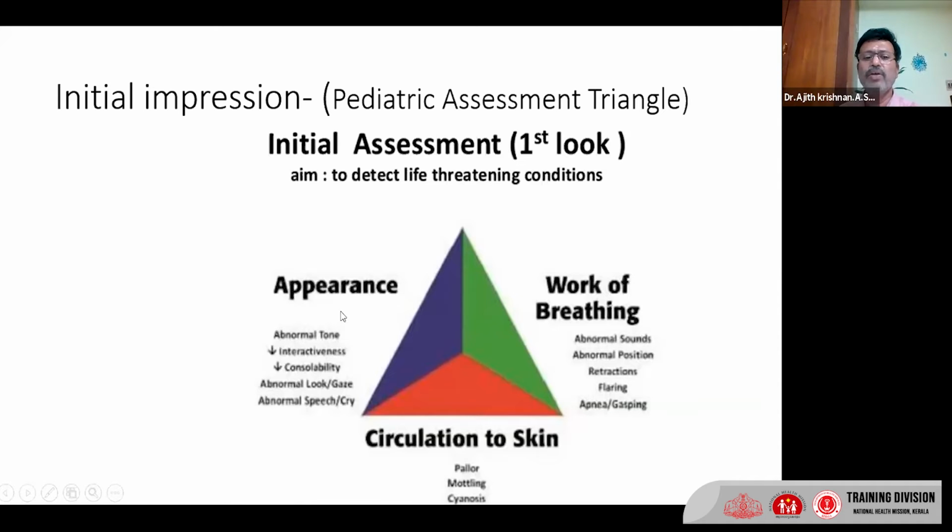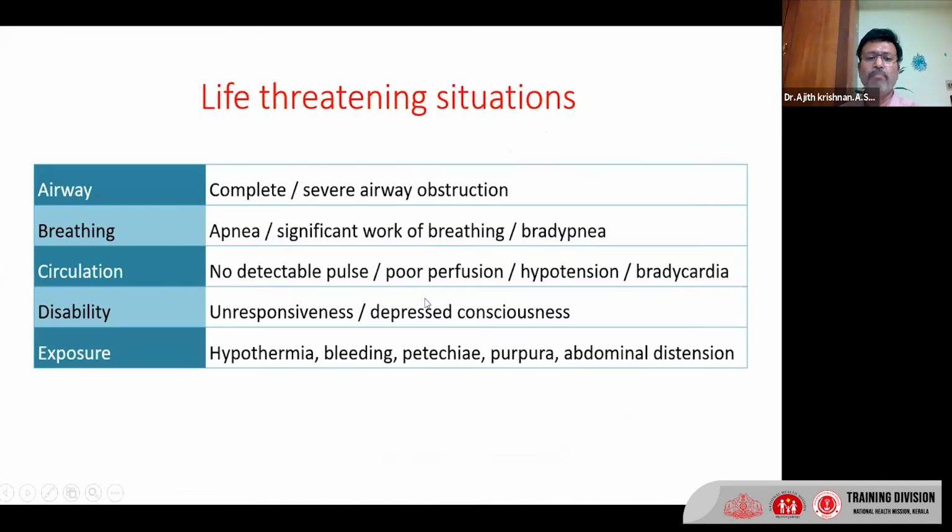So the initial appearance, breathing, and color of the skin will tell you whether the child is having a life-threatening problem. The life-threatening problem can be related to the airway: you can get a complete or severe airway obstruction. Breathing can be apnea, significant work of breathing, bradypnea. Circulation can show no detectable pulse, poor perfusion, hypotension, or unresponsiveness, depressed consciousness. Also hypothermia, bleeding, petechiae, purpura, abdominal pain, distension. Any of these, if you are getting, is a life-threatening situation.